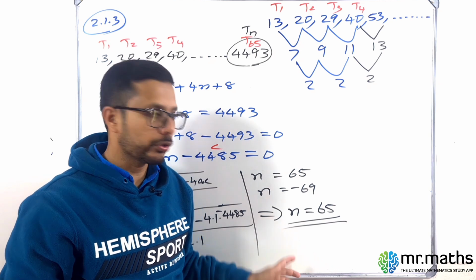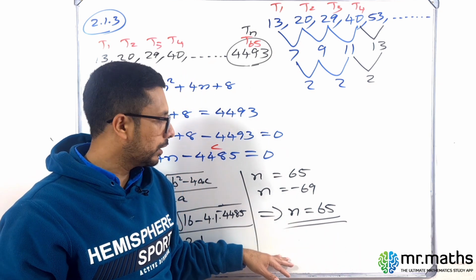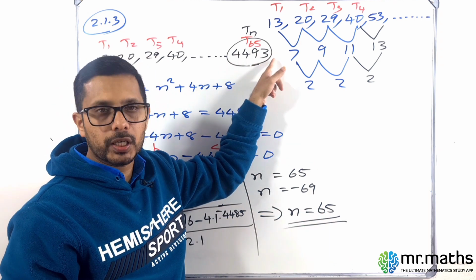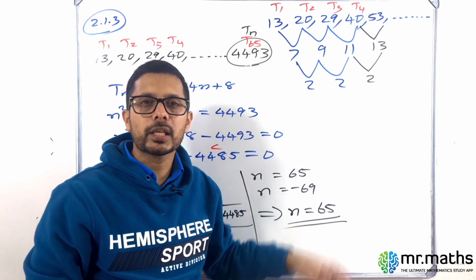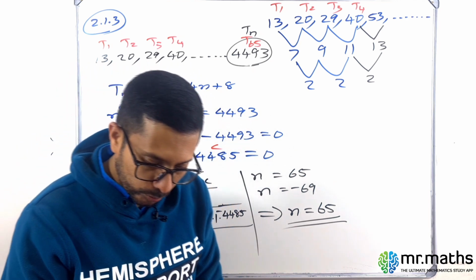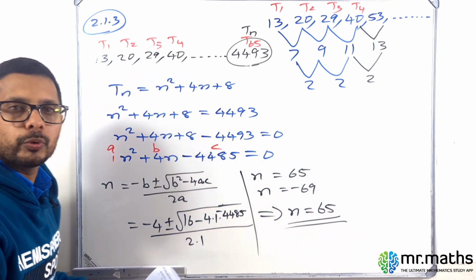You understand? You have to write that one. Don't stop here. You have to write what you are supposed to write. Therefore the 65th term is 4493. Therefore Michael's claim is correct. So that is question number 2.1.3. Now let's move to the next question, question number 2.2.